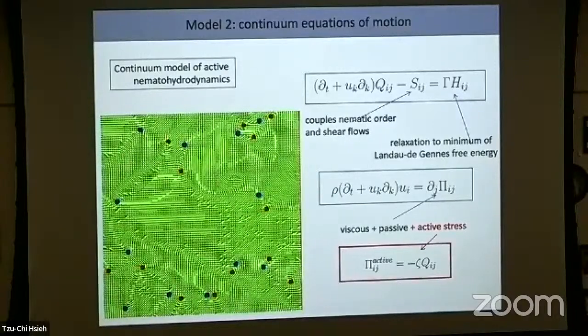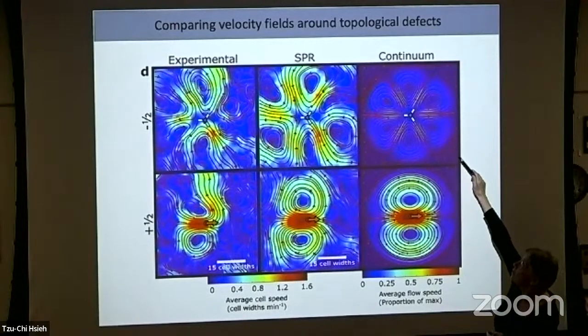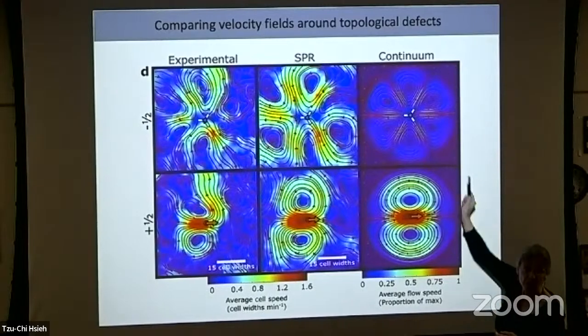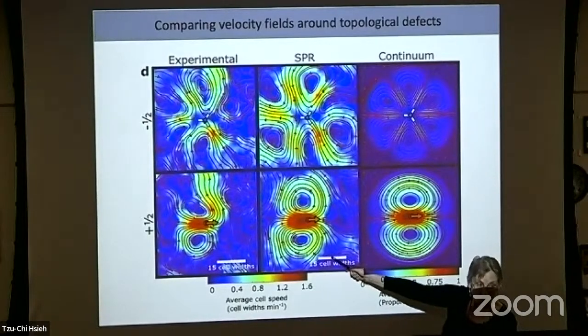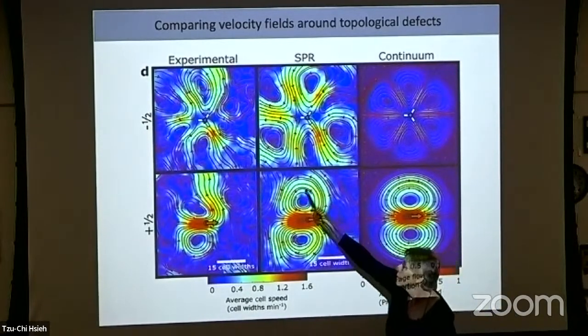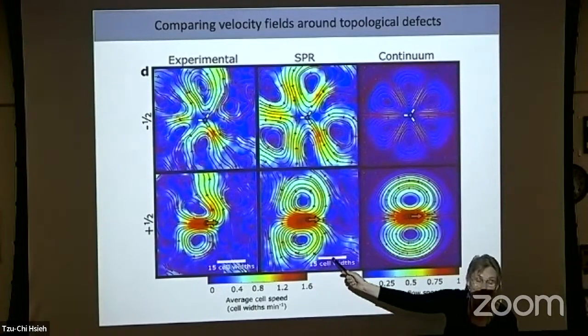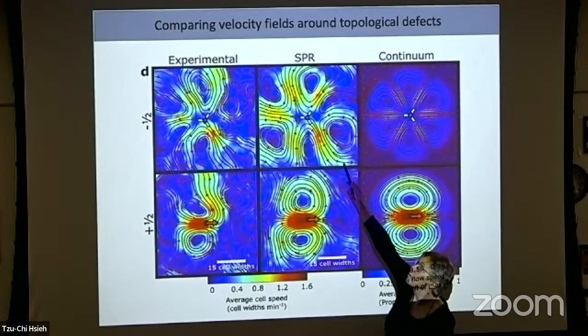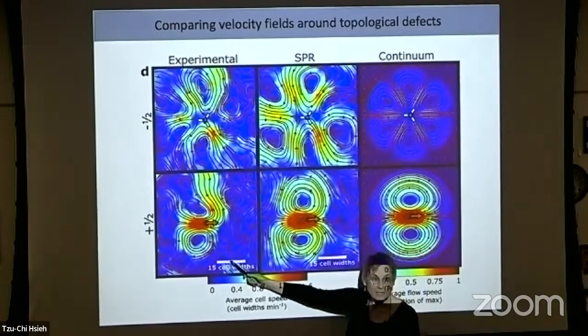So we measured the flow field around these systems. This is the flow field around the defects in the three different systems. This we've seen before, flow field around +0.5, flow field around -0.5. This is from a continuum model. This is the rod simulation model. You can see the same structure, not so nice because you have fluctuations there. This is the flow field around a -0.5 defect.